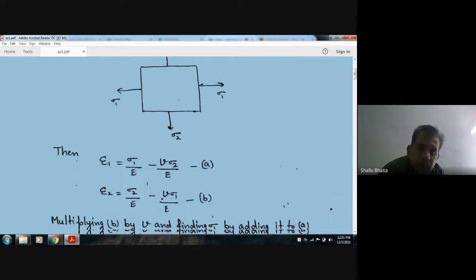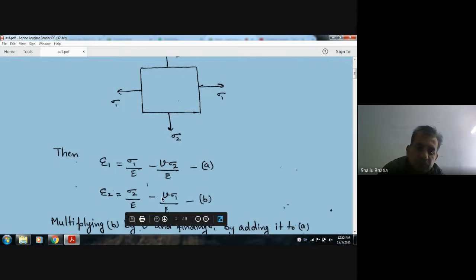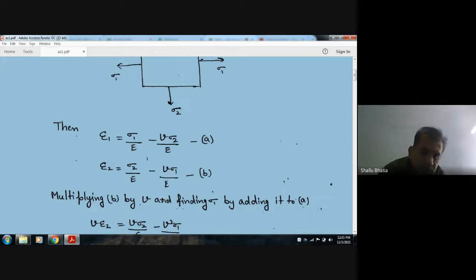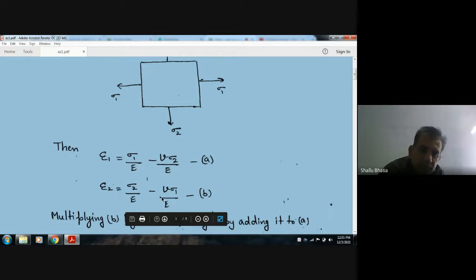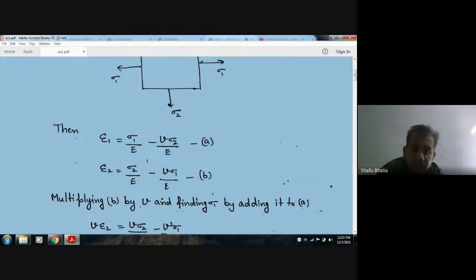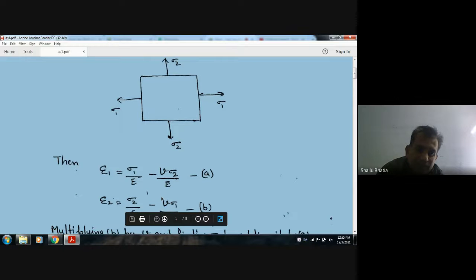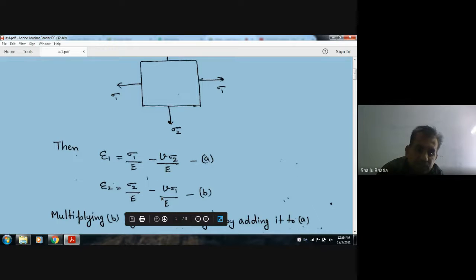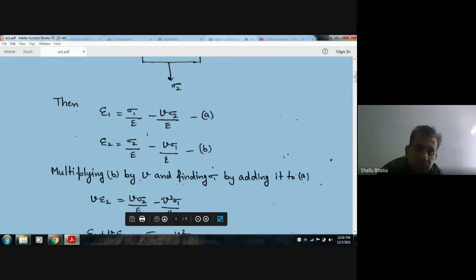Similarly, for strain in direction 2, sigma 2 by E is the longitudinal strain and mu sigma 1 by E is the lateral strain. So the net strain in direction 1 is sigma 1 by E minus mu sigma 2 by E, and the net strain in direction 2 is sigma 2 by E minus mu sigma 1 by E. These two equations we label as A and B.